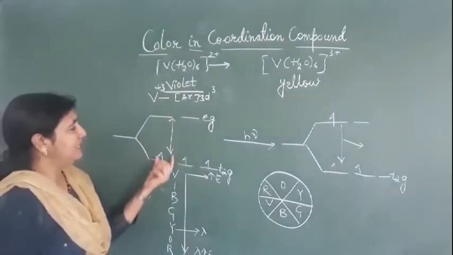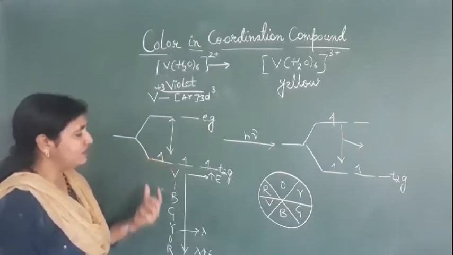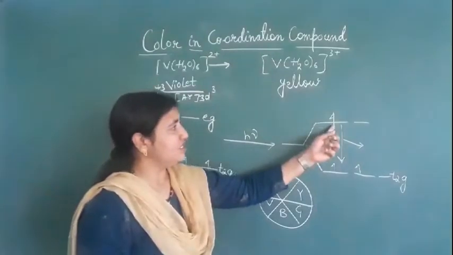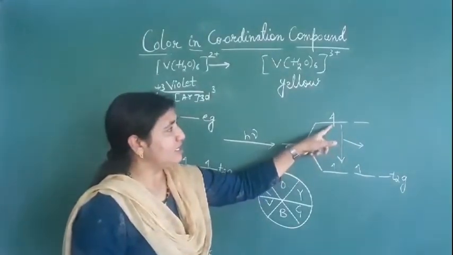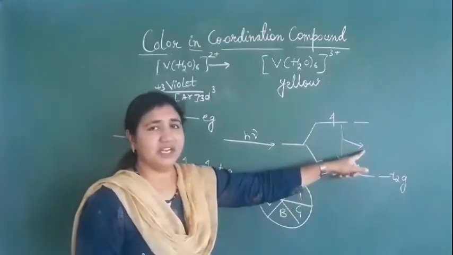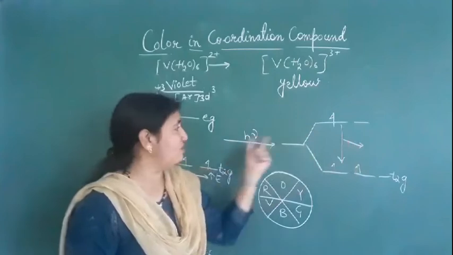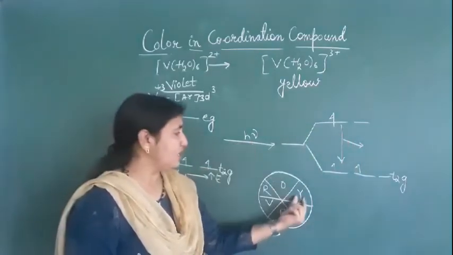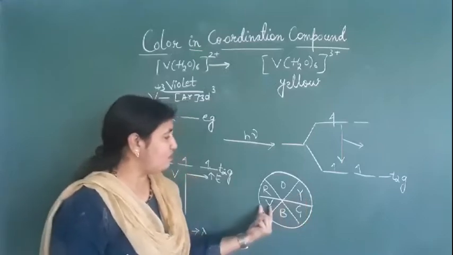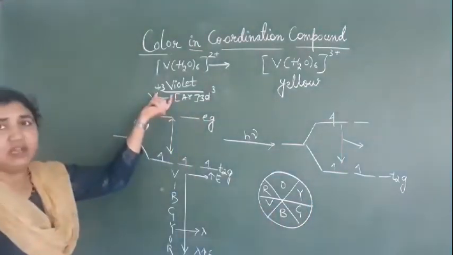Here the splitting is less, so this compound will absorb the low energy wavelength and jump to the eg set. But it is unstable, so it falls down. When it falls down, it emits radiation in the form of color, the complementary color of the absorbed light. So if the yellow wavelength of light is absorbed, its complementary color is violet. That's why its color is violet.